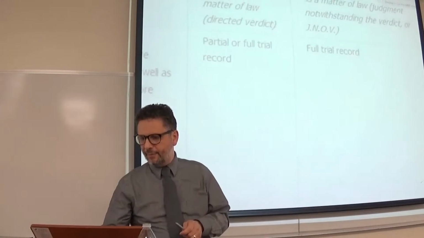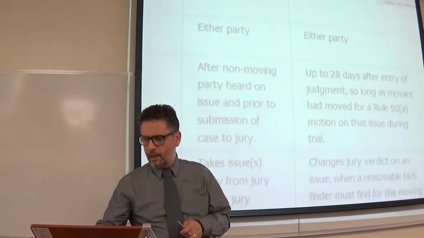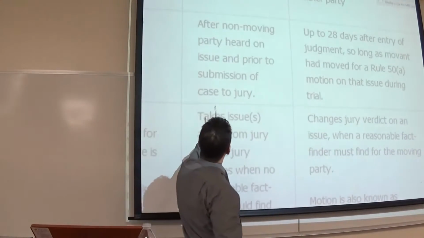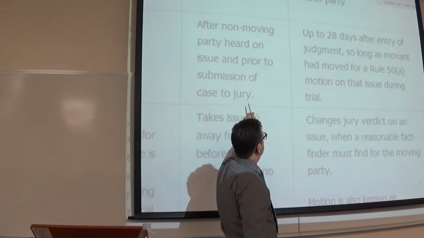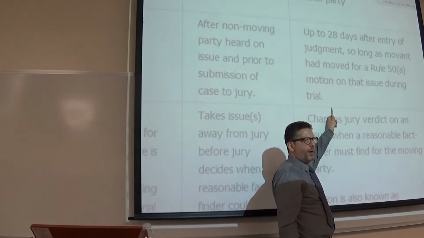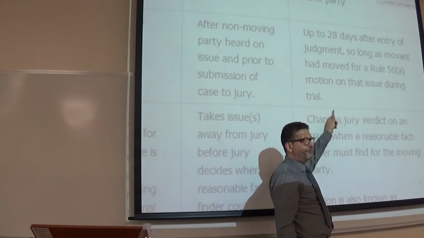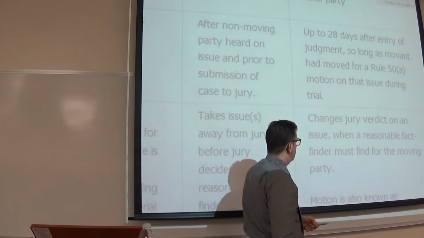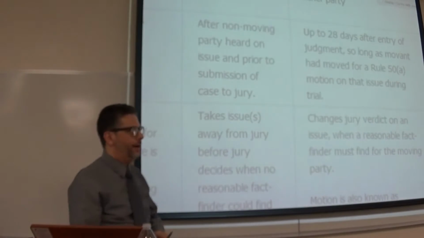And in terms of timing, a directed verdict under 50A is after the non-moving party has been fully heard on the issue, but 50B, also known as a JNOV motion, is after the verdict, right? Up to 28 days after the entry of judgment. All right?